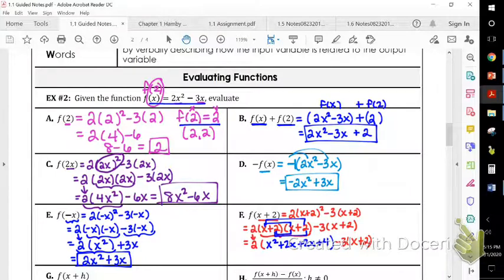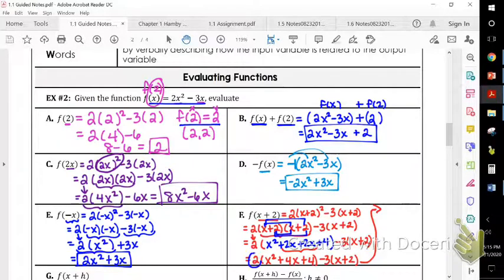Now it's up to you here how you want to do this. I'm going to go ahead and combine these like terms here to make this smaller. So I got 2 times x squared plus 4x plus 4 minus 3 times x plus 2. Now I'm going to have to come back up here and hope I have enough room. So now we're going to distribute.